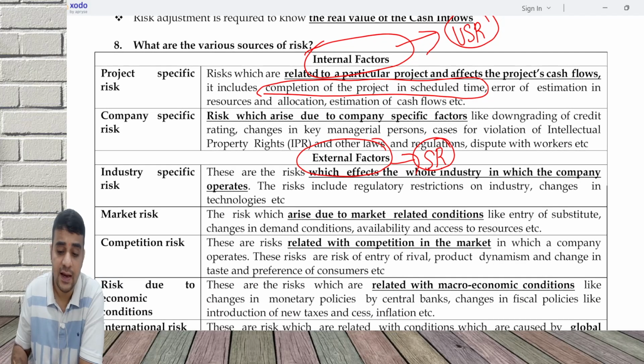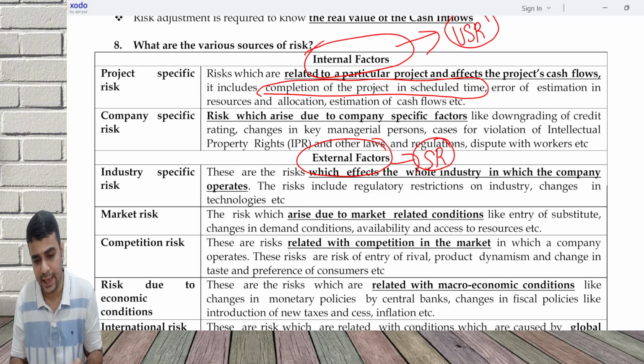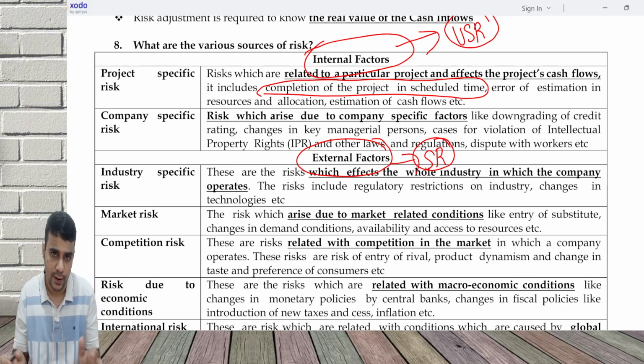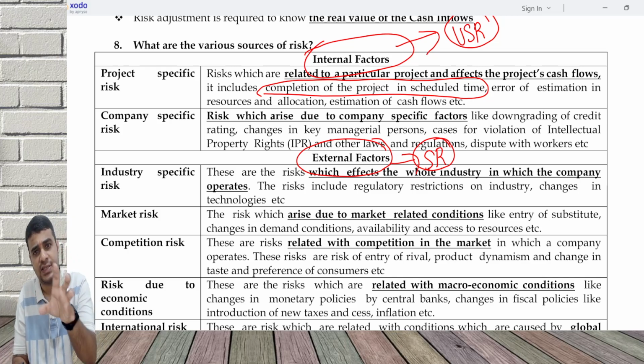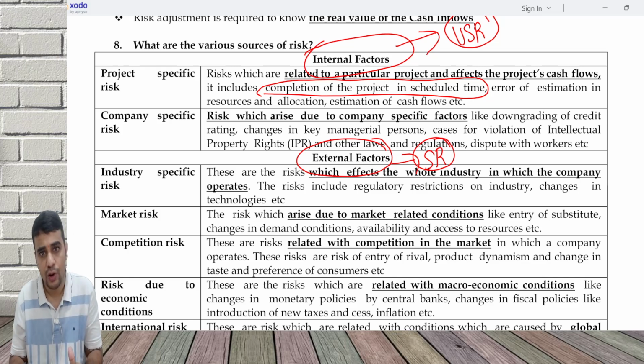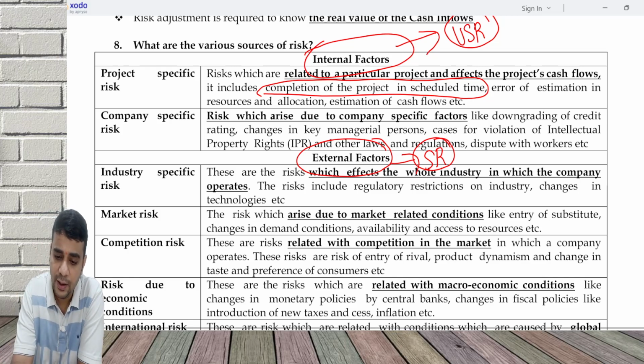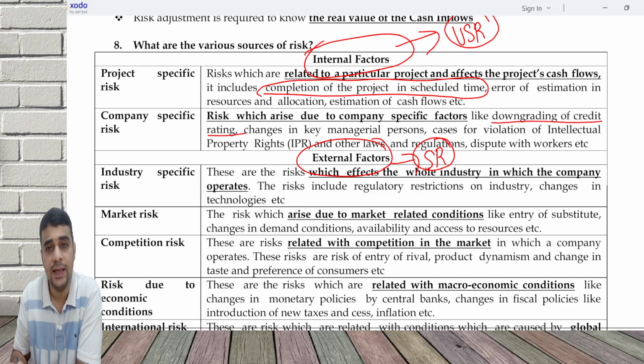Company specific risk: risks which are due to company factors, not specific to the project but specific to the company. A company may be doing 10 different projects. L&T could be doing 10 different projects, and if there is some legal case put against L&T, it is going to impact L&T as well as that project which is going on. So like downgrading of credit rating, changes in the key managerial personnel, that is the MD has changed, the CFO is changing, the CEO is changing, cases for violation of other laws, dispute with workers, all that is going to impact L&T as well as a specific project of L&T.